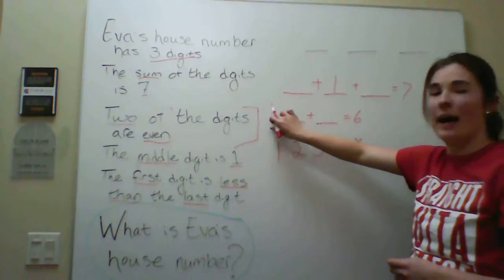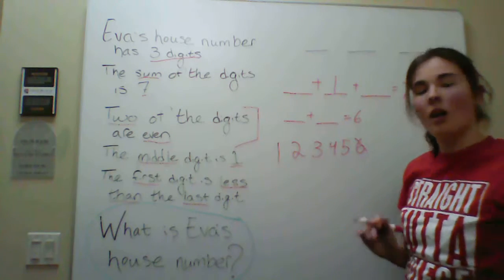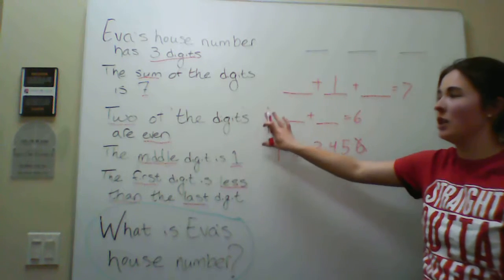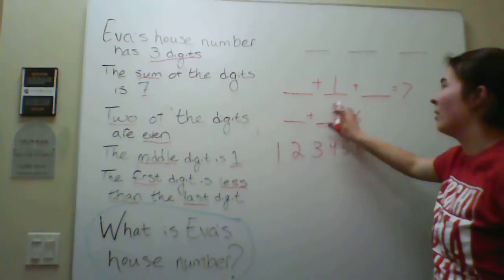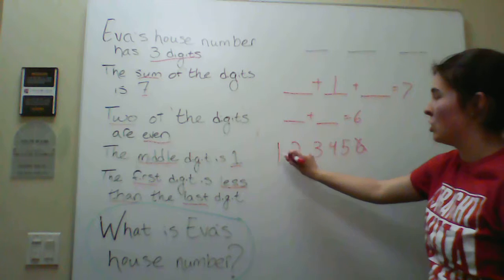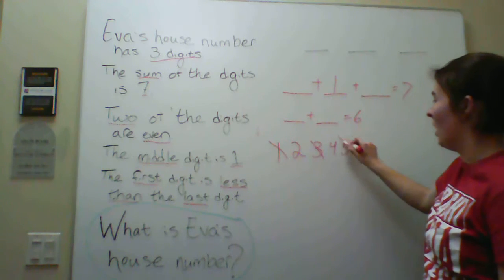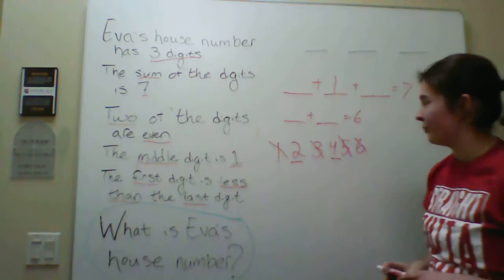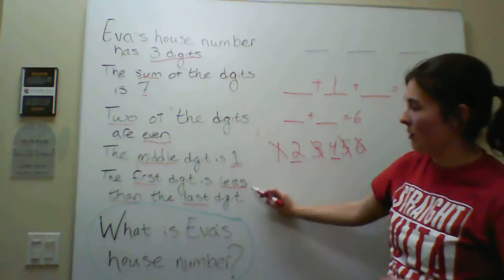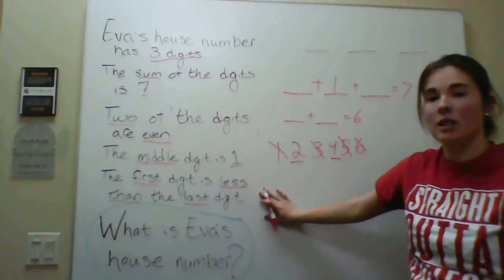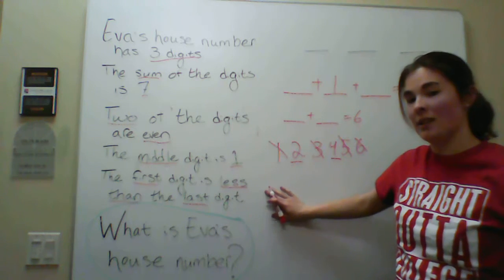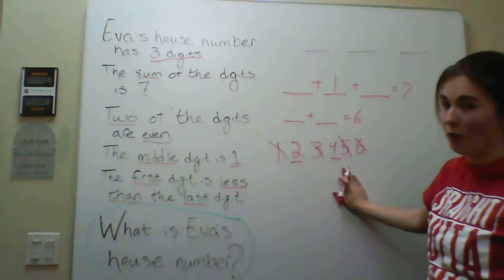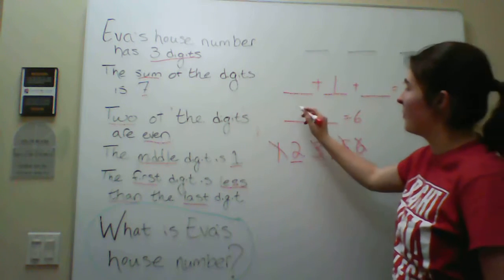And now we're going to come back up to here, and we're going to see that 2 of the digits are even. Well, we know this one isn't even, so we're going to cross off all of the odd digits. We're left with 2 and 4. Now we're going to come down to here, and we're going to see that the first digit is less than the last digit, which means that the 2, which is less than 4, has to be the first digit.